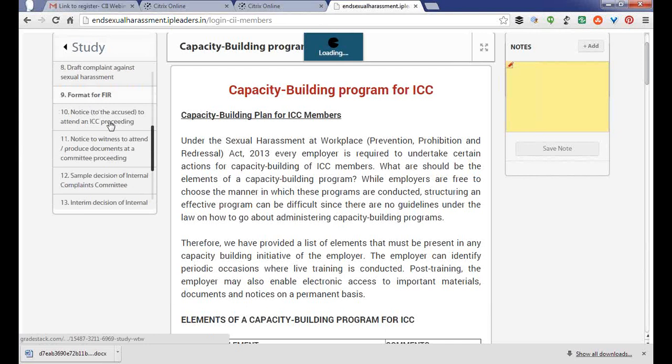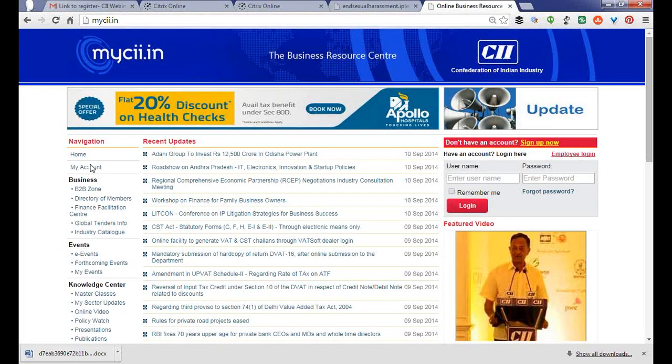Mitali, which place is accessible? This is on the screen. If you just check on your left hand side navigation and go to CII services, it is the 5th button on your left hand side. Online services.